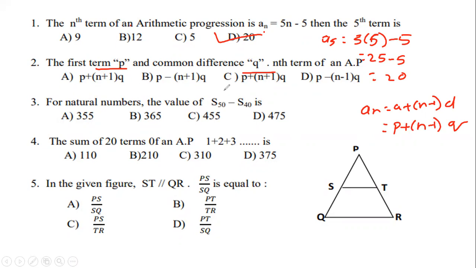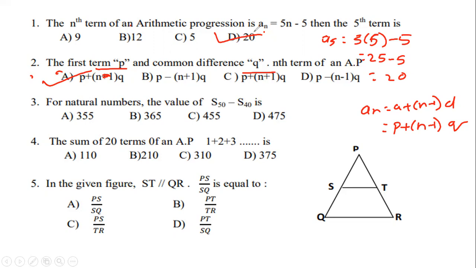So that's why, students, if you choose any option, A, B, C or D, for these types of questions they will give grace marks. I will choose a plus n minus 1 into d, option A.